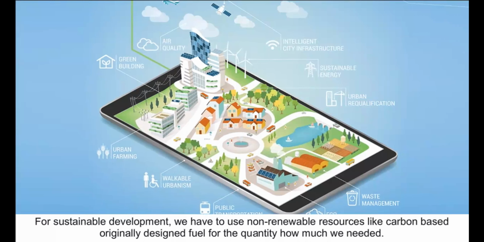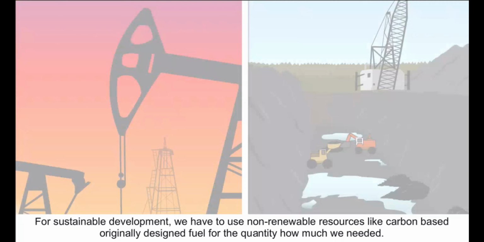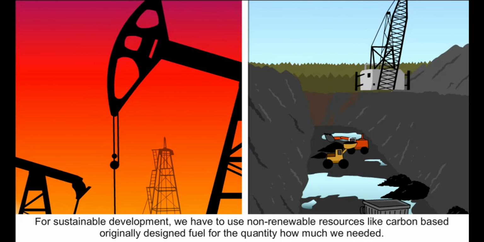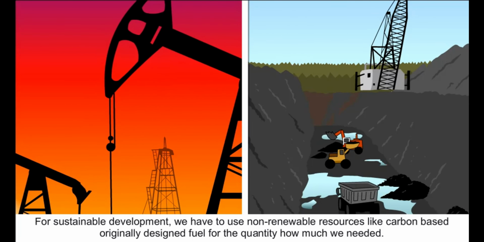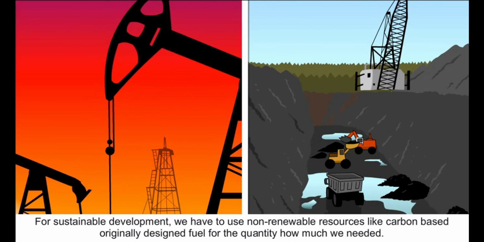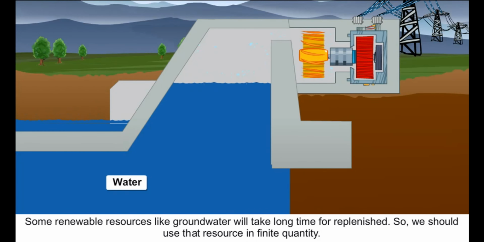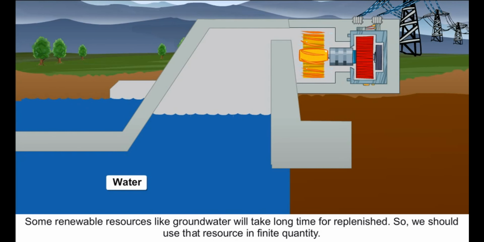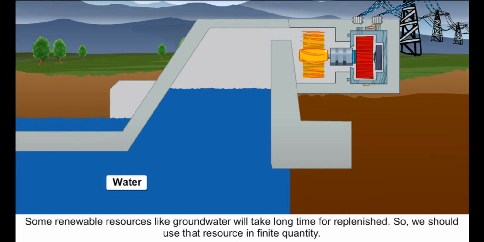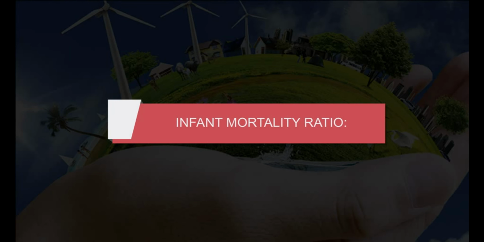For sustainable development, we have to use non-renewable resources like carbon-based fuel only in the quantity we need. Some renewable resources like groundwater take a long time to be replenished, so we should use that resource in finite quantity.